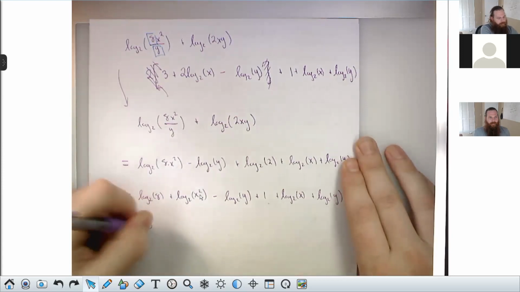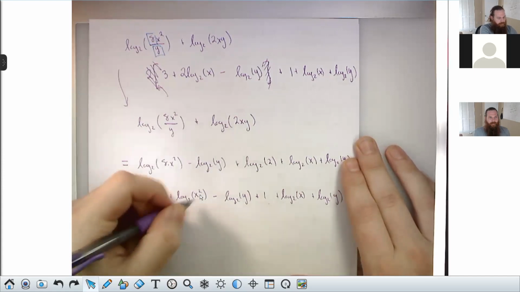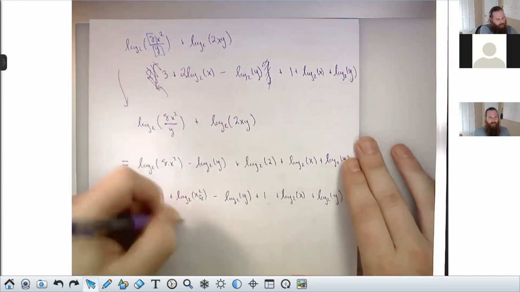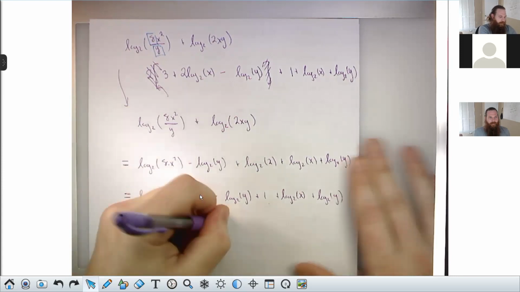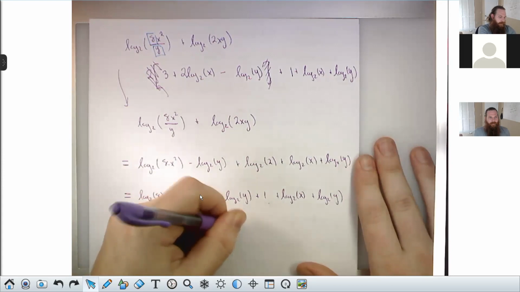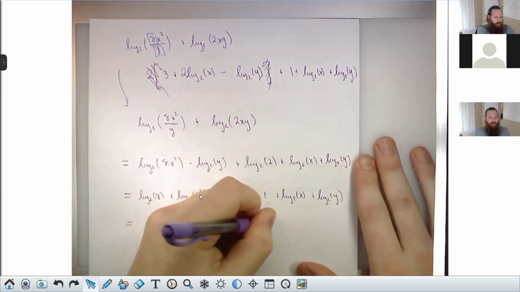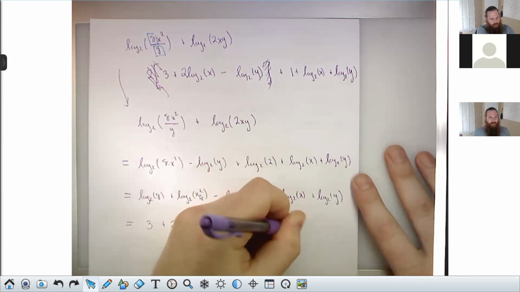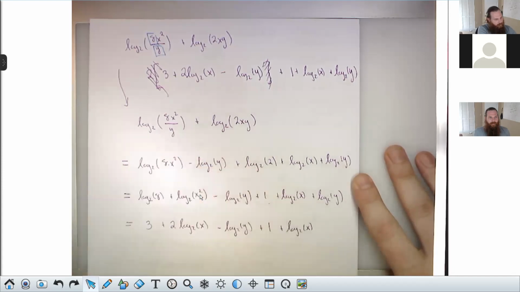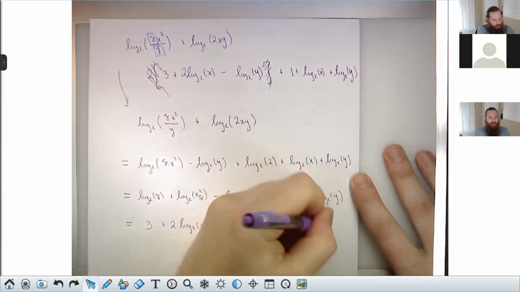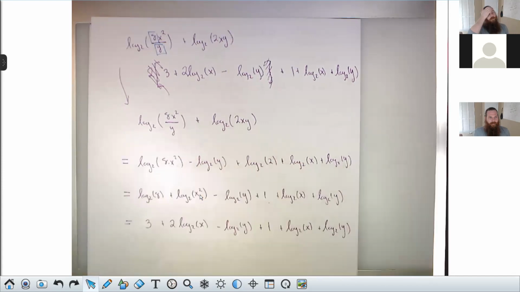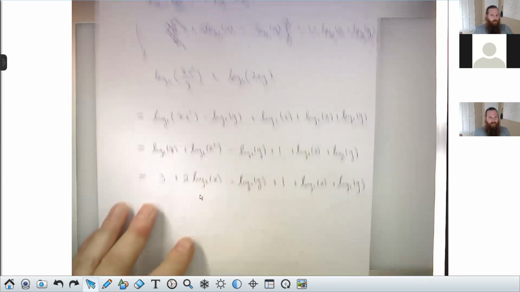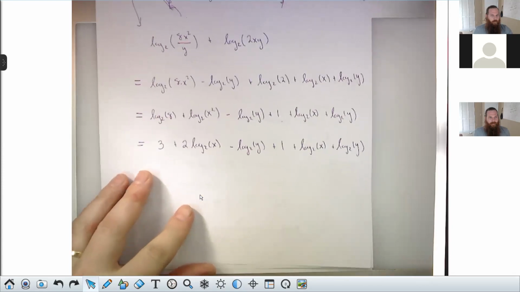So the base 2 log of 8 is 3. The base 2 log of x squared is 2 times the base 2 log of x. You've got your minus base 2 log of y plus 1 plus the base 2 log of x plus the base 2 log of y. Do you see any like terms? Any terms here which could be combined?